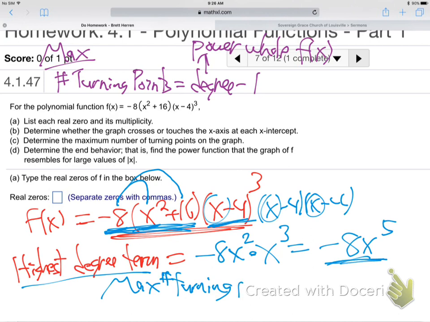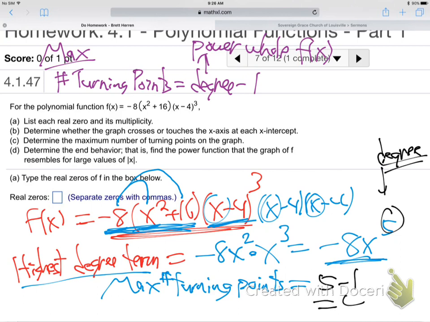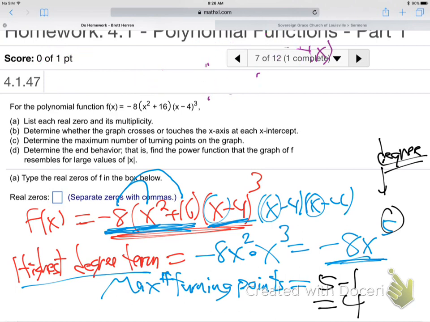What is the most number of turning points that graph could have? Degree is your power, your biggest power. The degree is 5, so 5 minus 1 is 4. So that graph has at most 4 turning points. Now, I haven't even drawn that. What does that mean? That just means literally turning, from going down to going up, or vice versa.